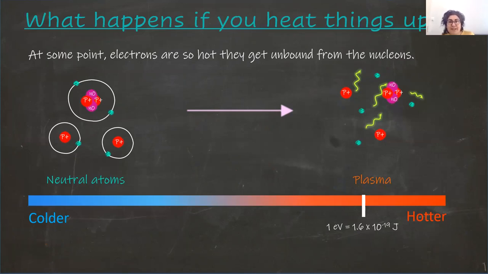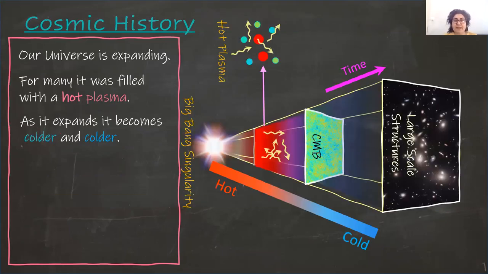Let's see what will happen if we heat things up. Imagine that we start with a system of neutral atoms, and then we keep heating them up. At some point, the temperature will get so high that it can free the electrons in the neutral atom. The electrons get unbound from the nucleus, and then we have a hot plasma. The same thing happened in the universe. At some point after the Big Bang, the temperature was so high that we had a hot plasma with lots of charged particles that keep bumping into each other. It was totally opaque because photons had to interact with lots of charged particles.